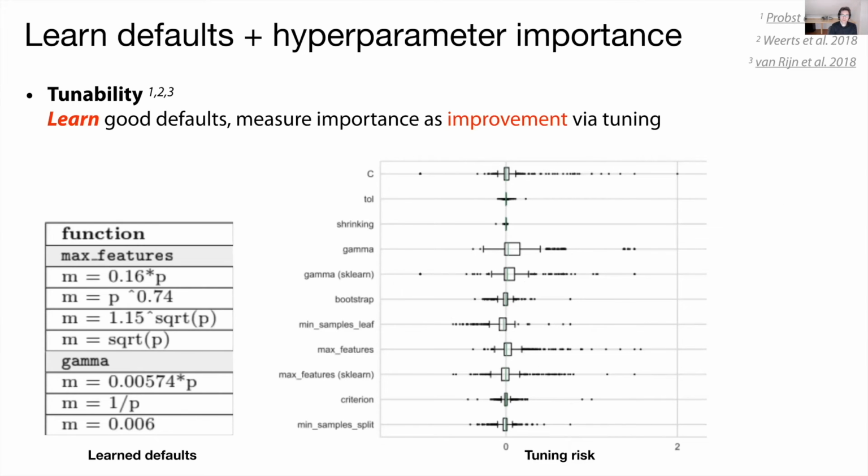Follow-up work on that also said, well, this is true, but if you have a good default, then changing it doesn't make sense, right? So what you do here is, first of all, you learn good defaults, which is an art in itself. After you find those, you then see, okay, how much can we still improve over this learned default? And then you can establish a tuning risk. For instance, here you see for support vector machines, C and gamma have a pretty high risk, while tolerance and shrinking have very low risk, for instance.